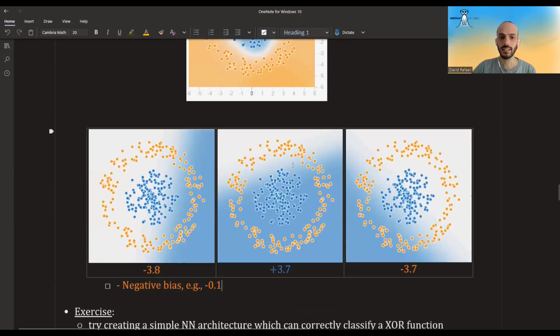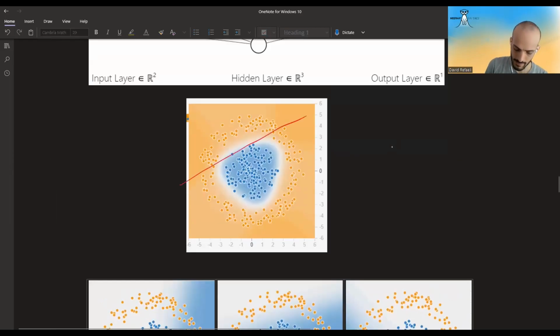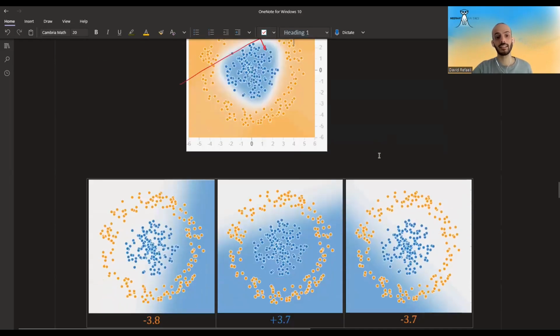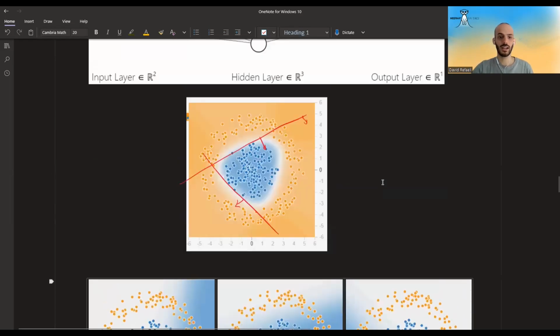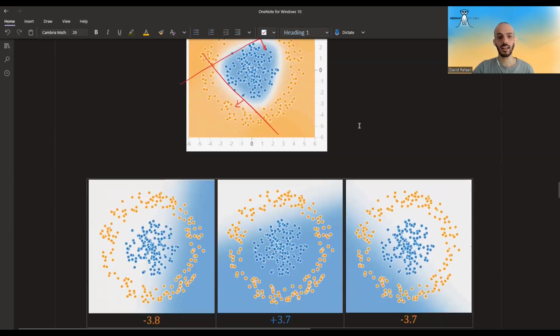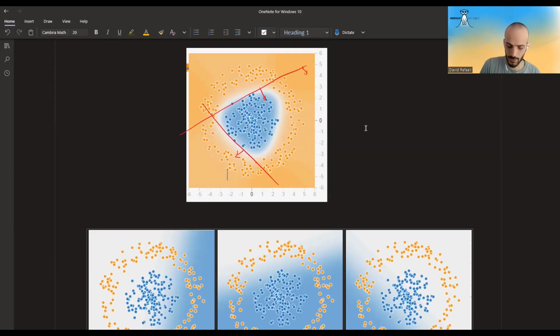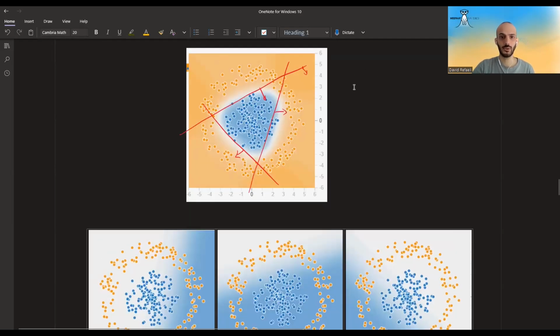Then we draw a line here, and we say everything here gets a plus 3.7. So all the points on this side of the line should be blue. But then we correct it a bit more and say, all the points here, we subtract 3.7. So they are back to the bias of minus 0.1, so they are again orange. And then we say all the points here should also get minus 3.8. So they are again orange.